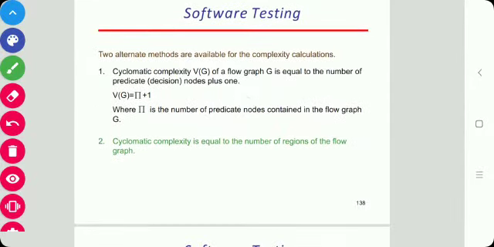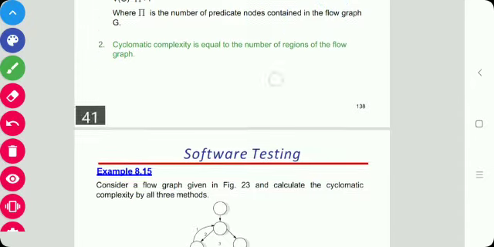Okay, there are two alternative methods to calculate the cyclomatic complexity. So the second method is that the cyclomatic complexity Vg of the flow graph G is equal to the number of predicate nodes plus 1. So what are predicate nodes? A predicate node should have two outgoing edges, one for true and one for false. So according to that we have to calculate the predicate nodes and add 1 to that. And the third method is that the cyclomatic complexity is equal to the number of regions of the flow graph. Okay, so we will see an example.